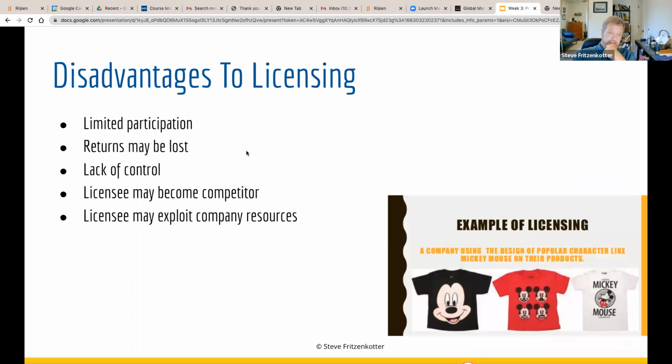But the disadvantages are that you have a lack of control, basically. If you are sending your branded product to a retailer to sell it, they could leave it in the box for 6 months for all you know. You don't have much control over it. And so this is one problem.